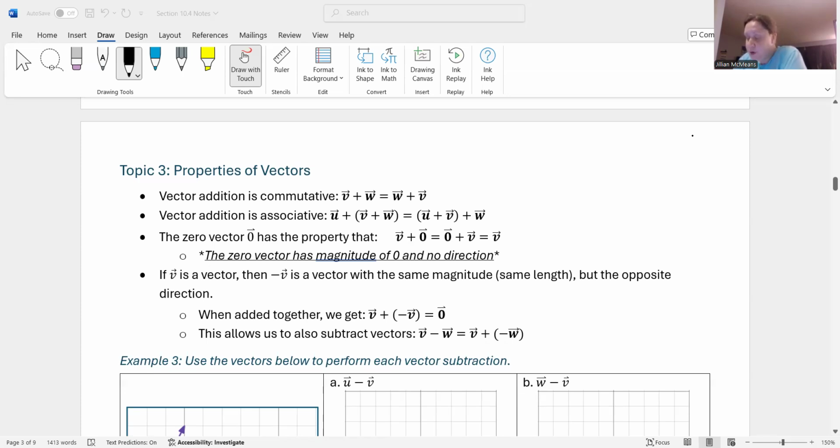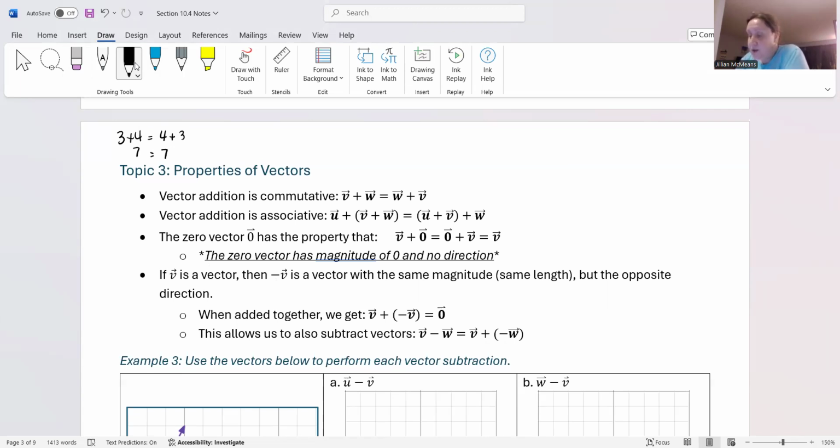Okay, so the first thing we need to understand is that vector addition is commutative. Just as a quick reminder, commutative means that you can add things in any order you want. So 3 plus 4 equals 7, but that's the same thing as 4 plus 3, which also equals 7. So if we had vectors v and w, we could take vector v and add it to w, and it would be the same thing as if we started with vector w and then added v.